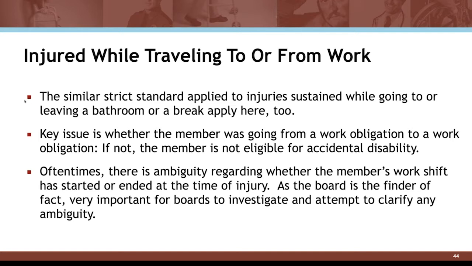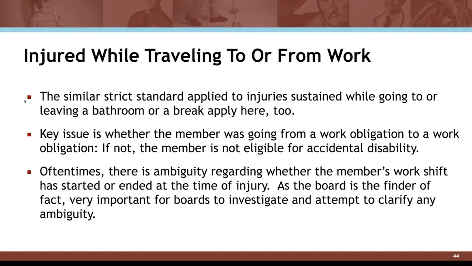If you're injured while traveling to or from work, the same strict standard applies. You must be going from a work obligation to a work obligation. If you're going to work or leaving work from your home, you are generally not eligible. Oftentimes it's ambiguous as to whether the person's shift had already started when they sustained their injury. That's what I mean when I say it's important for the boards to make findings of fact to help clarify any ambiguity.